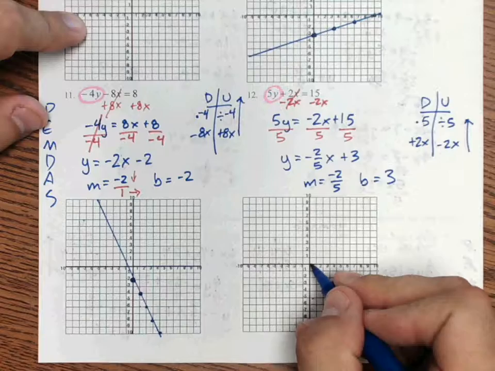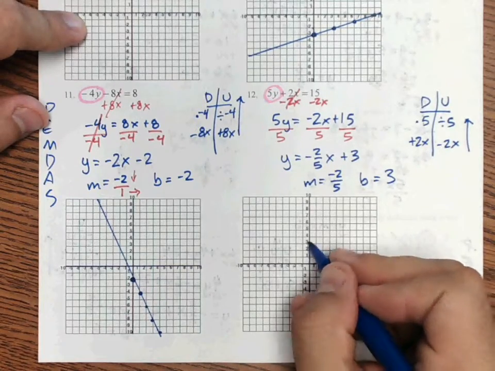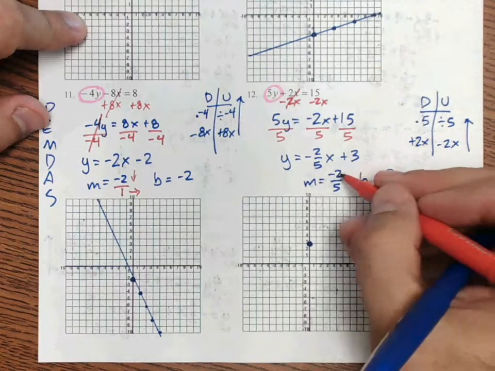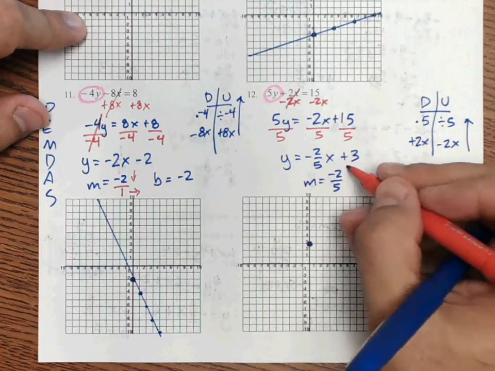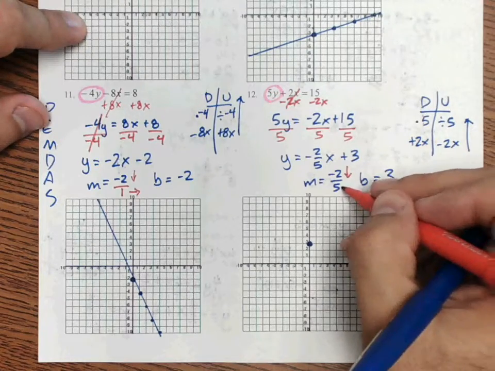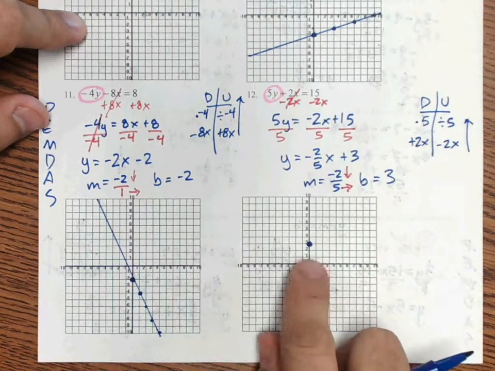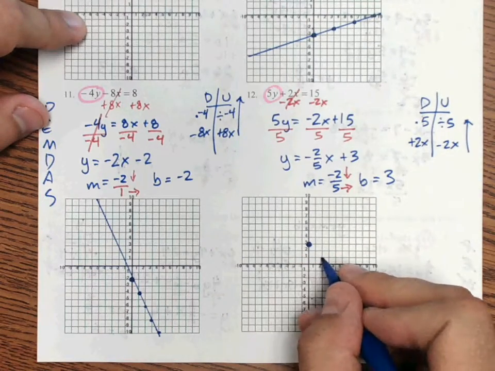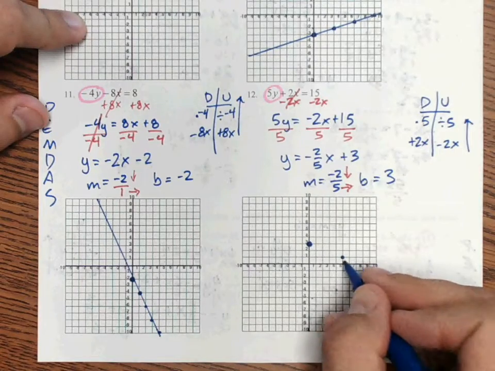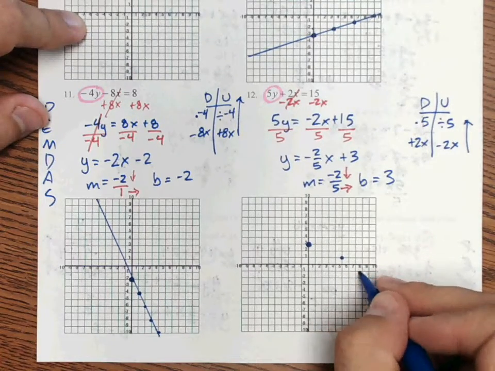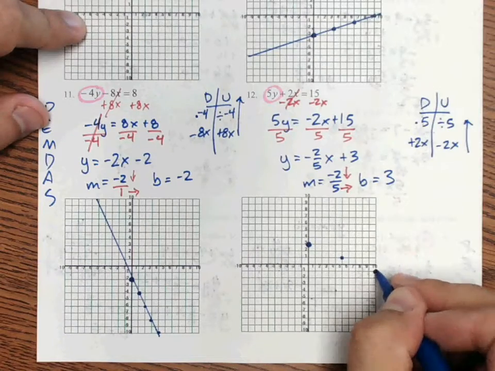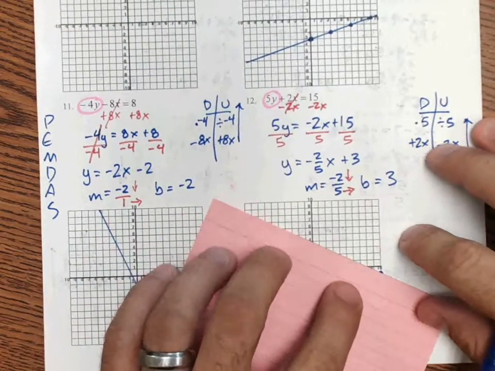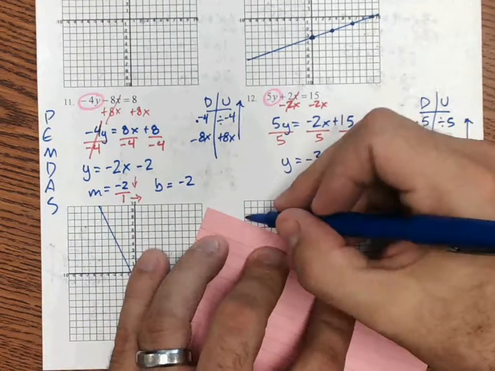We're going to start in the middle. Since that b is positive, I'm going to go up 3 spaces and put my y-intercept. Then, if I look here, my rise is -2, which means down 2. My run is +5, which means right 5. So starting at this point, I'm going to go down 2, right 5, 1, 2, 3, 4, 5. There's my next point. Down 2, right 5. It's going to be right there. Take my index card and make my line.